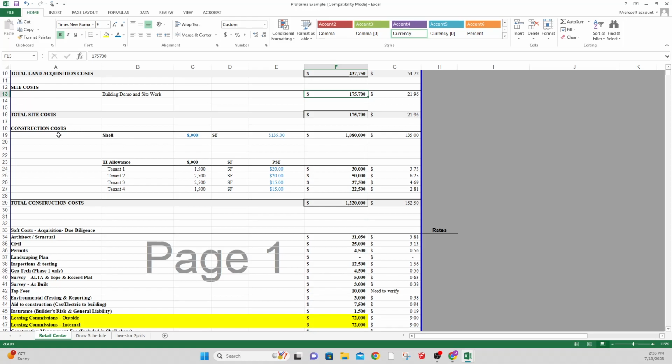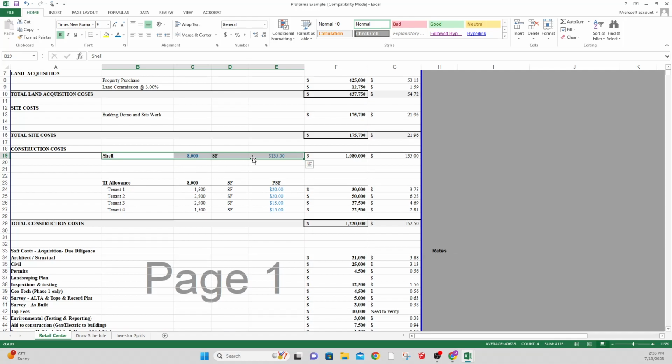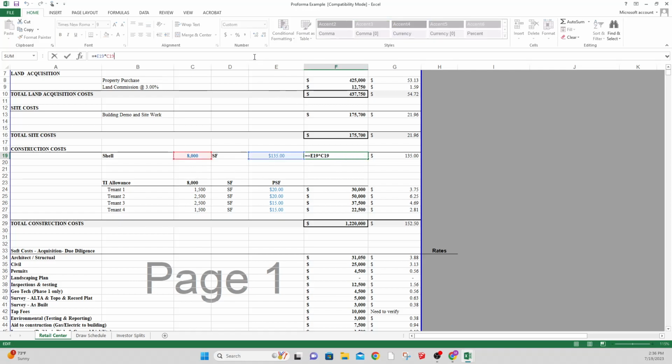Then getting into the construction costs, so we go vertical. This is the shell of the building, so it's an 8,000 square foot building. And it's looking like a bid from one of our general contractors that's going to actually do the work came in at $135 a foot, 8,000 square feet, all multiplies out to just over $1 million essentially to do the shell.